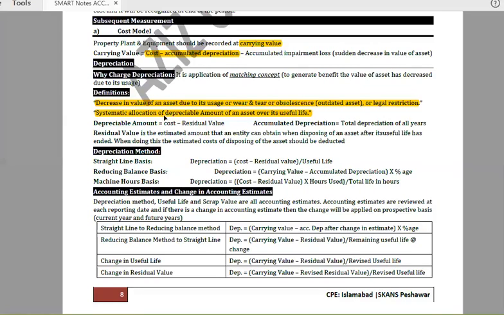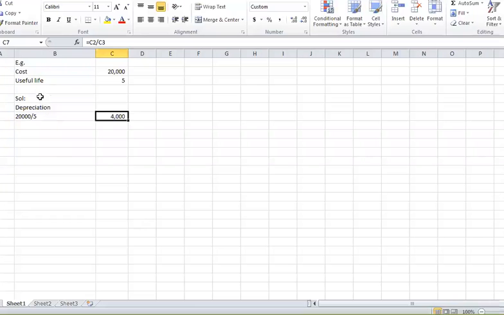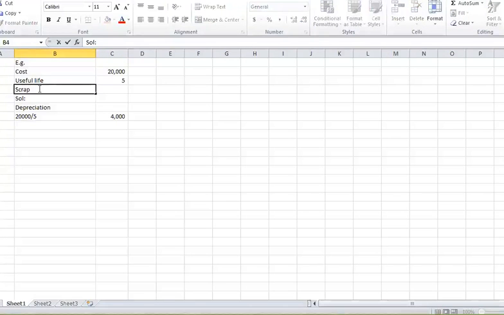There is a term called depreciable amount. So what is depreciable amount? Cost minus residual value is called depreciable amount. So we will always charge depreciation on depreciable amount. Whenever you will calculate depreciation, it would be cost minus residual value divided by useful life. Say for example, if we have scrap value or residual value over here.